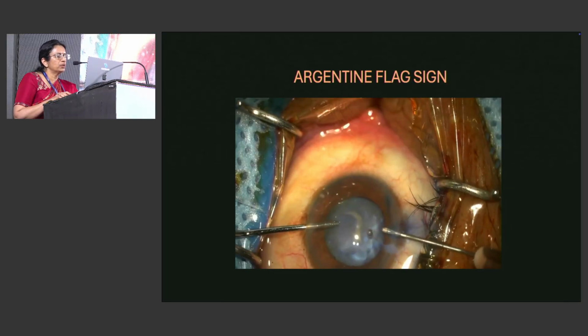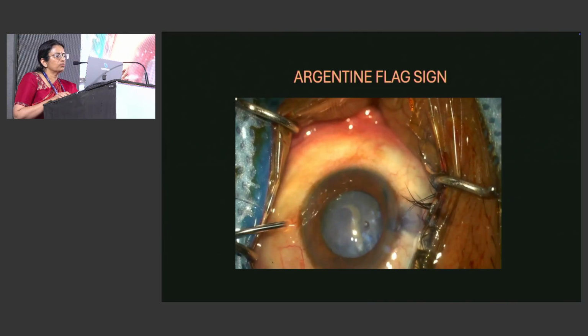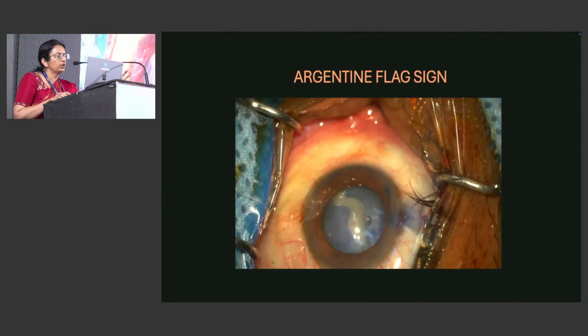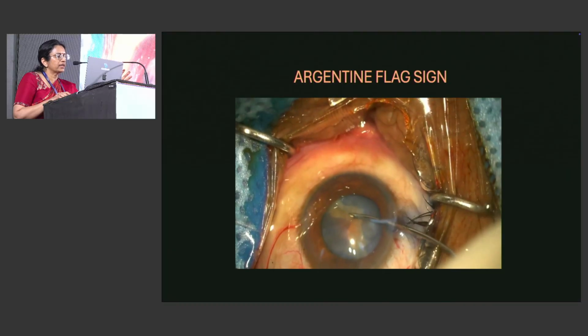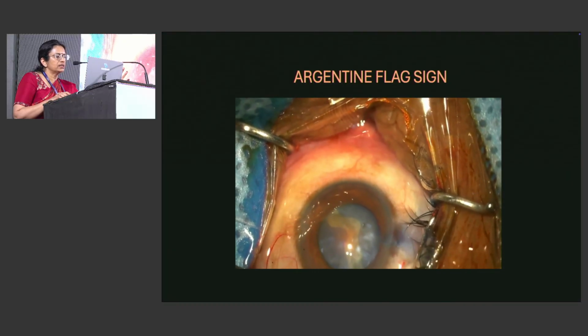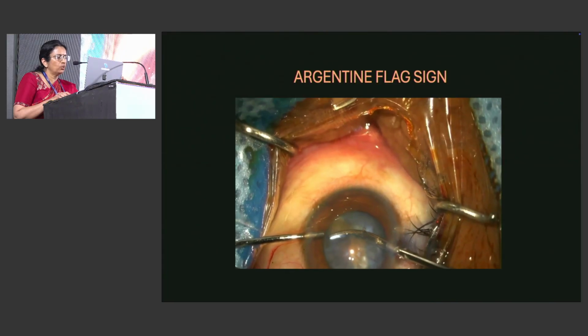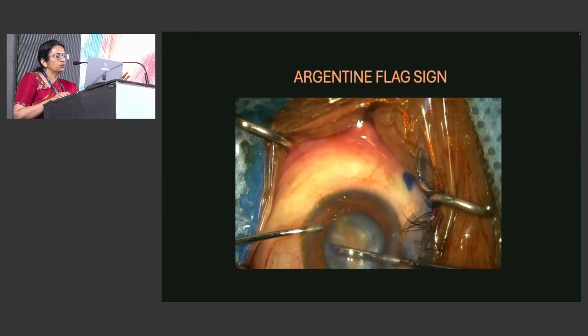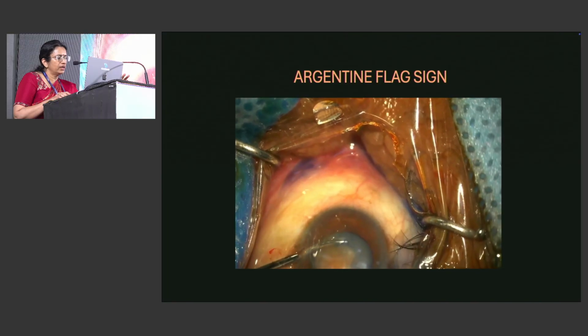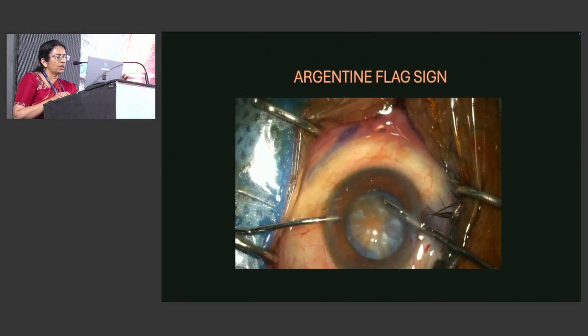And in this patient with mature cataract, when both the instruments were taken out, there was a sudden shallowing of the anterior chamber and the Argentine flag sign was produced. So the cortex in the center was aspirated and then OVD was injected and two nicks were made on either side of the rhexis and the rhexis was completed.